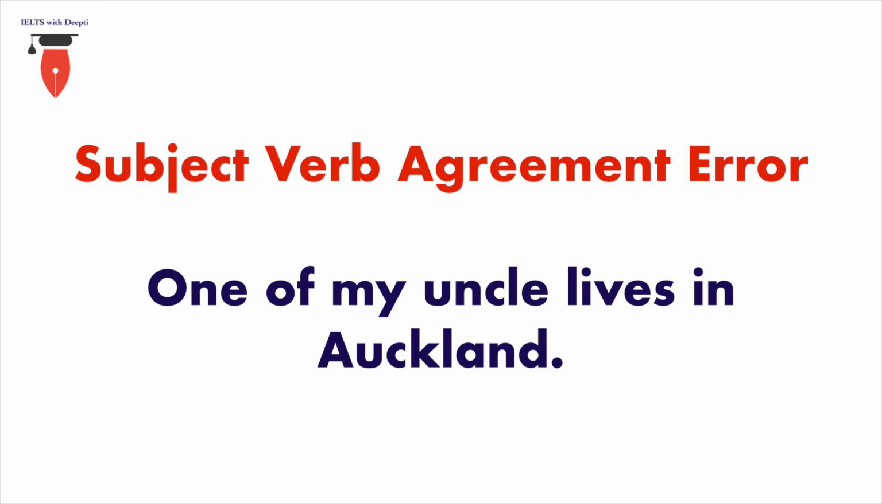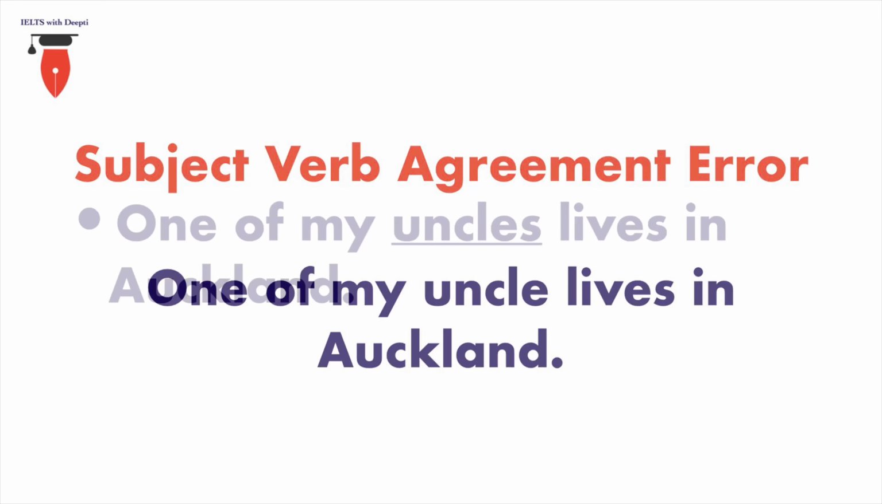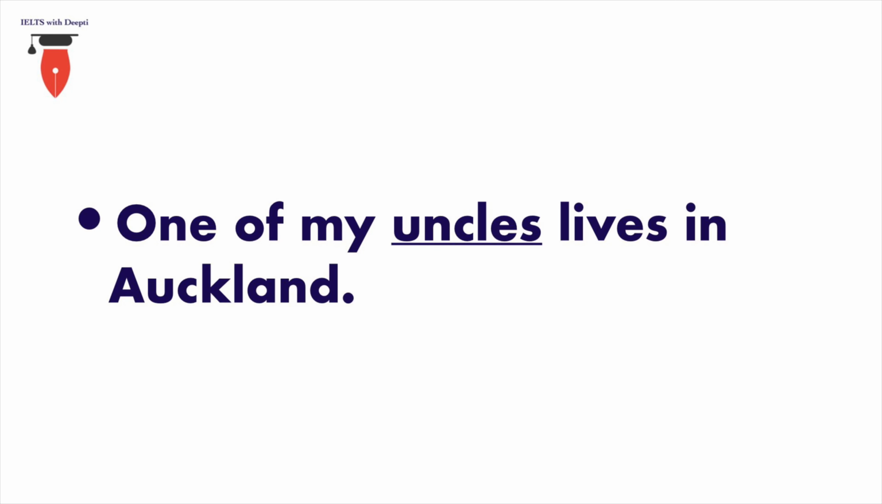So let us look at this statement. One of my uncle lives in Auckland. Here we are talking about one uncle who lives in Auckland. So usage of the term lives is appropriate because lives is the singular form of the verb. But there is an error in the previous part of the statement. One of my uncle, no, it should be one of my uncles lives in Auckland.